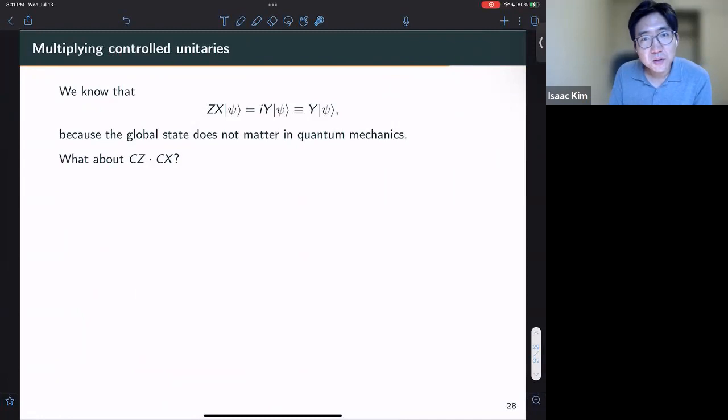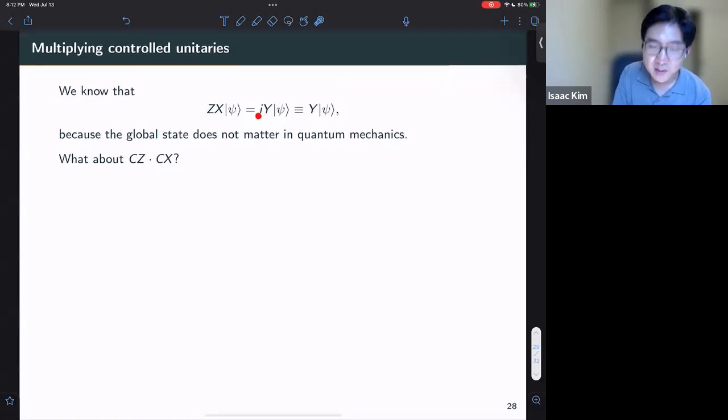Okay, and here's another thing. This is more of a trick question, actually. Let me preface this by telling you this. Let's say we have Z and X gates, which are Pauli matrices. When you multiply them together, that becomes iY times psi. Of course, in quantum states, we really only care about the rays in the vector space, that is, we don't really care about the global phase. So whether there's an i here or not doesn't really matter, right? This is equivalent to Y psi.